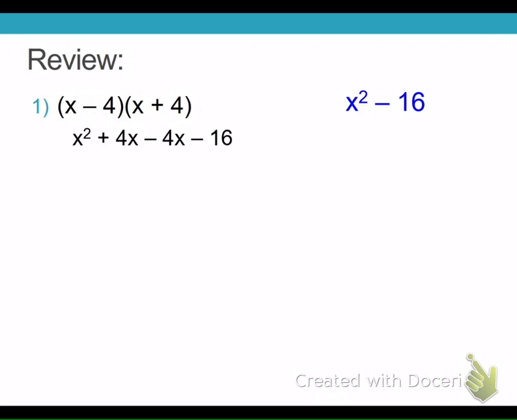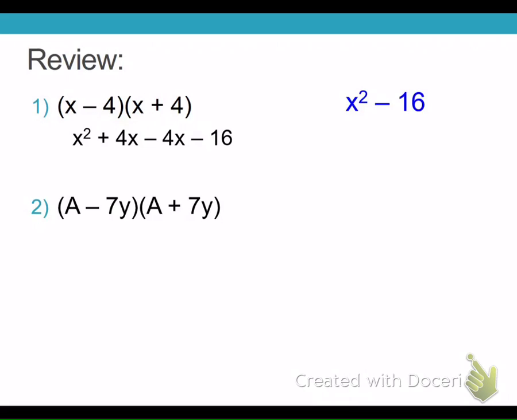A minus sign in the middle and 2 perfect squares. There's a number squared that gives you x squared, it's x. There's a number squared that gives you the 16, and it's 4. Everyone recalling this information?